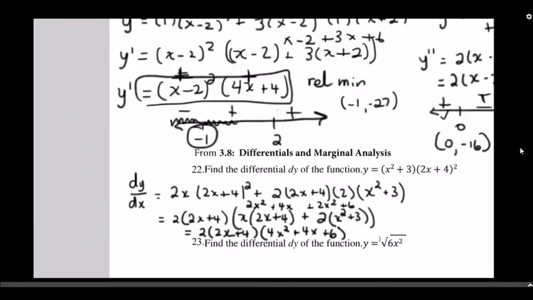So now to get dy by itself, we just need to multiply the dx over to the right side.